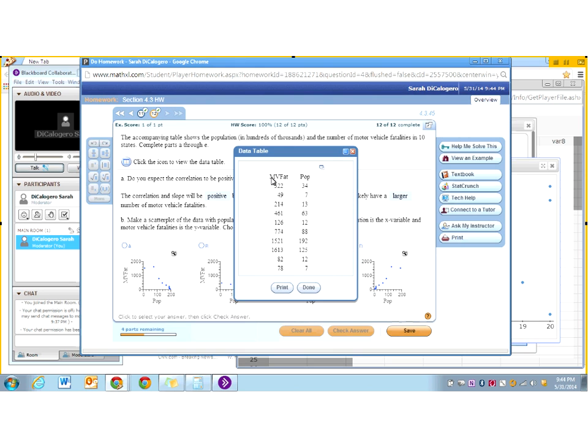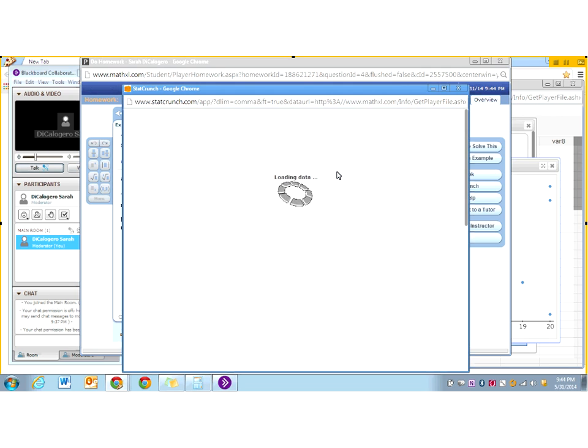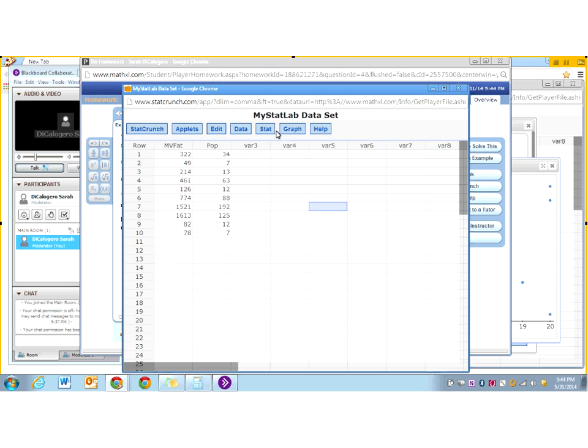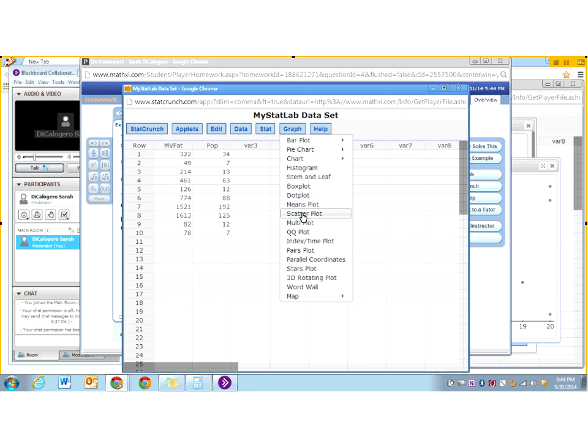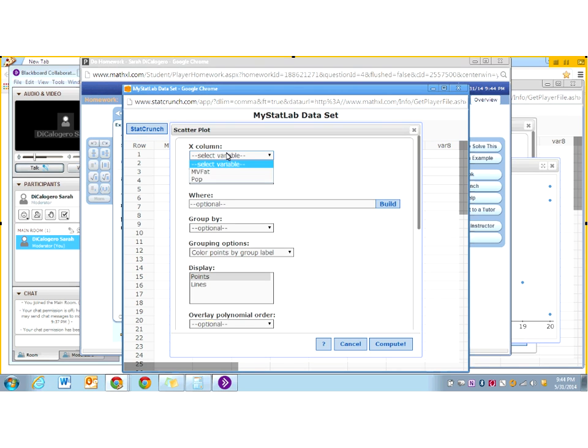And what I found interesting here is they actually list them in reverse order. So oftentimes I always think there should be an X here and a Y here. So just be careful when you're working in these. So I'm going to click open in StatCrunch, and then we're going to go to the graph again, scatter plot. Remember, population is my X, motor vehicles are my Y.